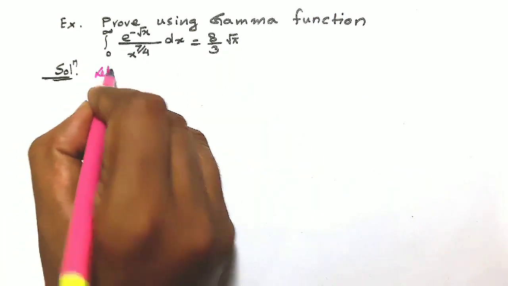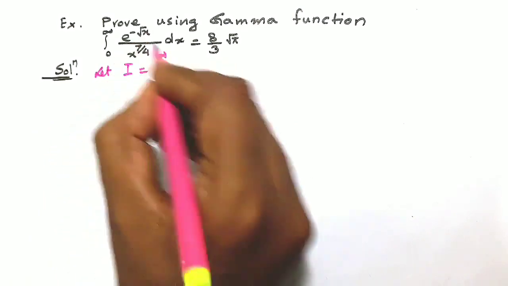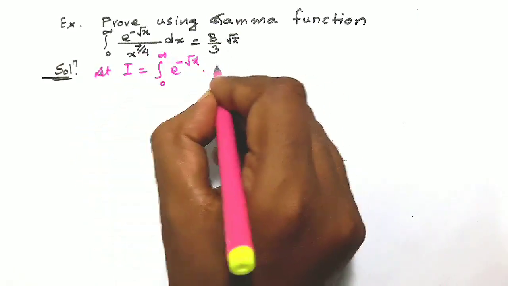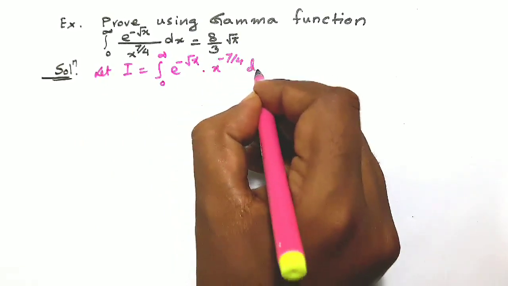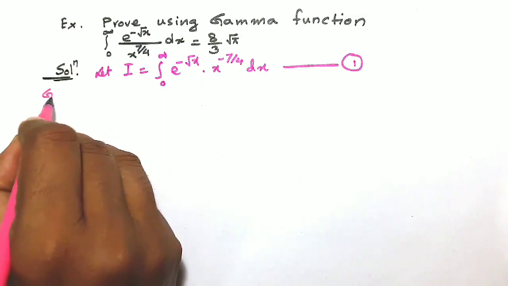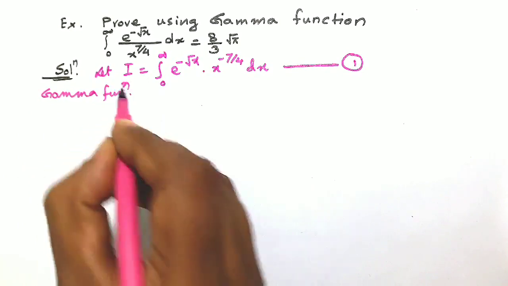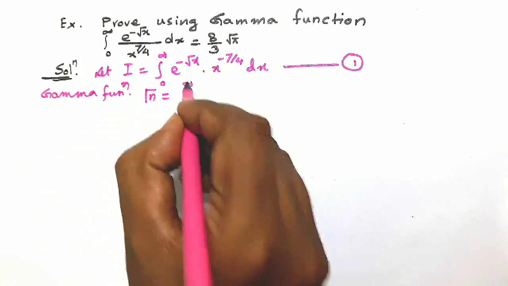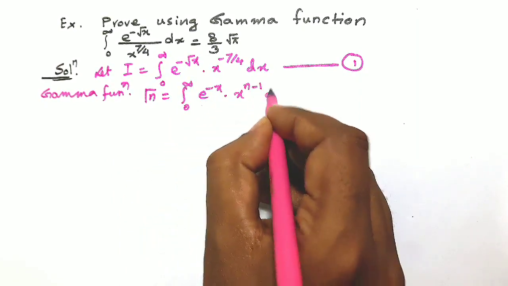Let us consider that I is equal to integration 0 to infinity e to the power minus root x into x to the power minus 7 by 4 dx. Mark it 1, and we know the gamma function. The gamma function is gamma n is equal to integration 0 to infinity e to the power minus x into x to the power n minus 1 dx.